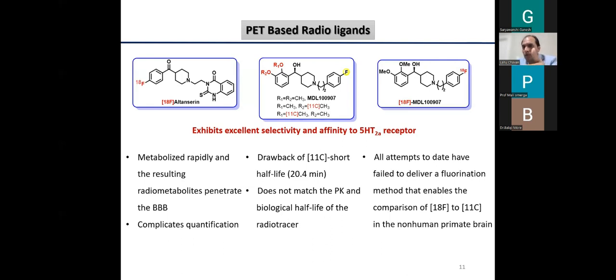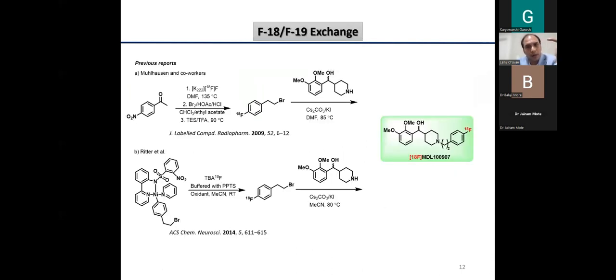So some people tried to label this molecule at this place, and they got very low radiochemical yield. Because of the low radiochemical yield, they were unable to compare this F18 radiotracer with the C11 radiotracers in non-human primate brain, meaning in monkey brain. So we thought to improve the yield of this radiotracer, and we designed a new route.